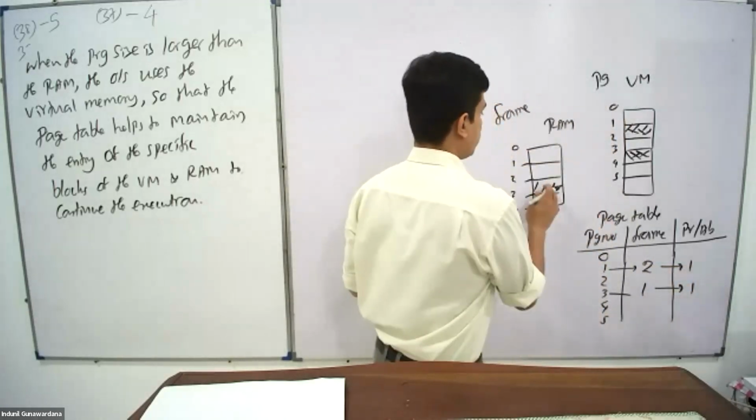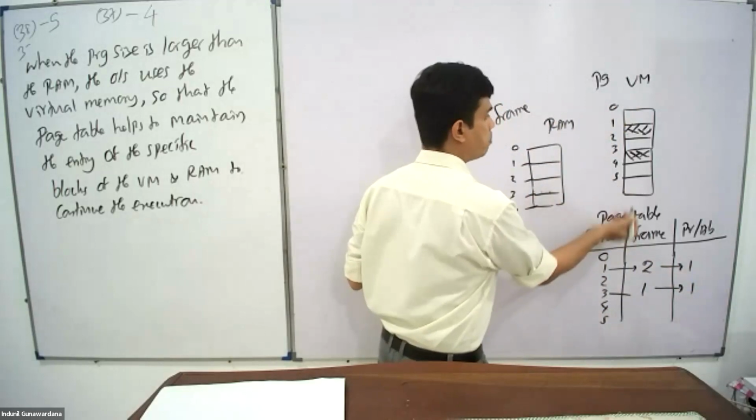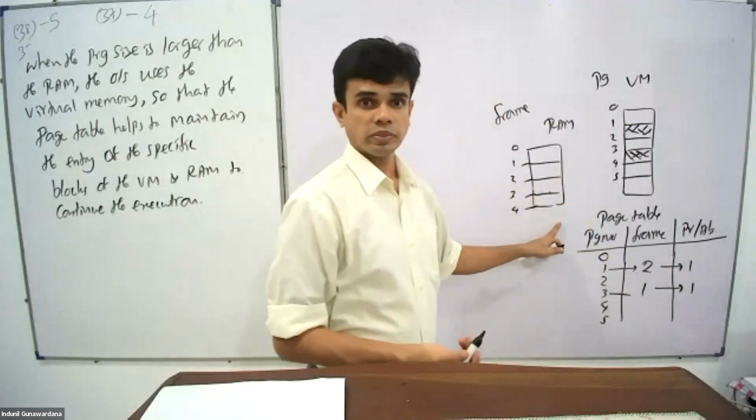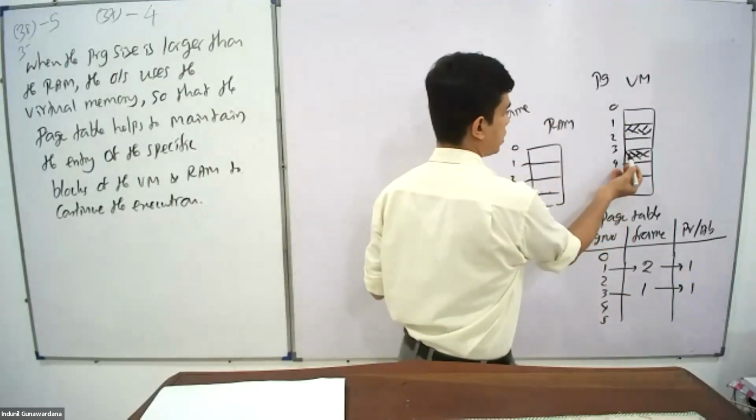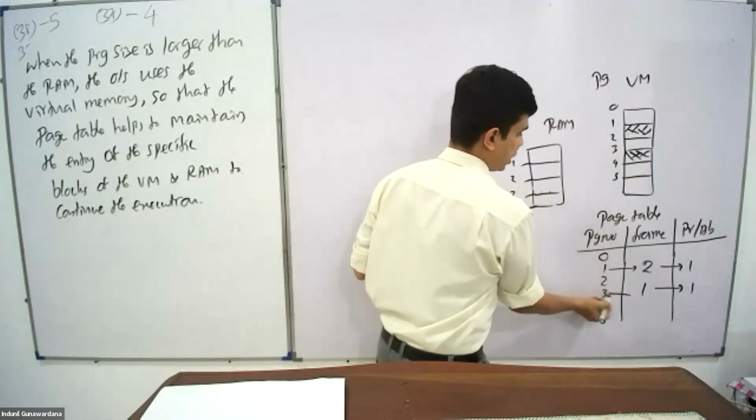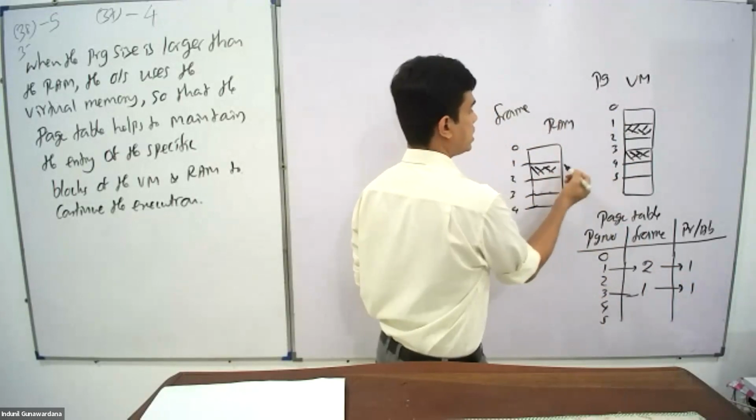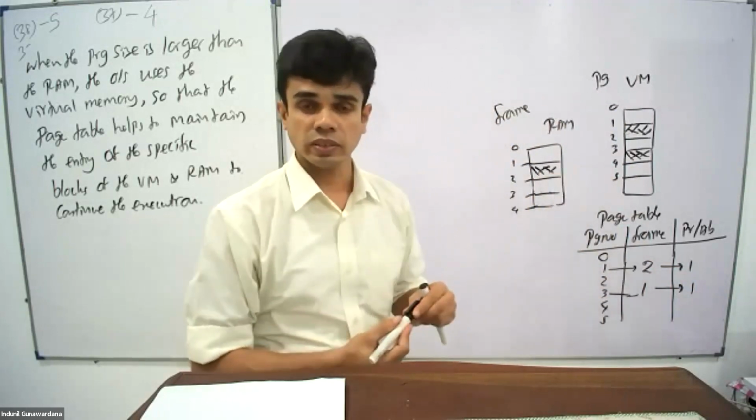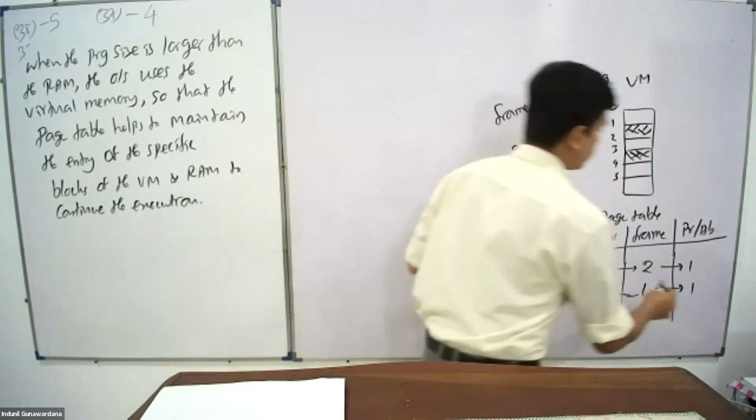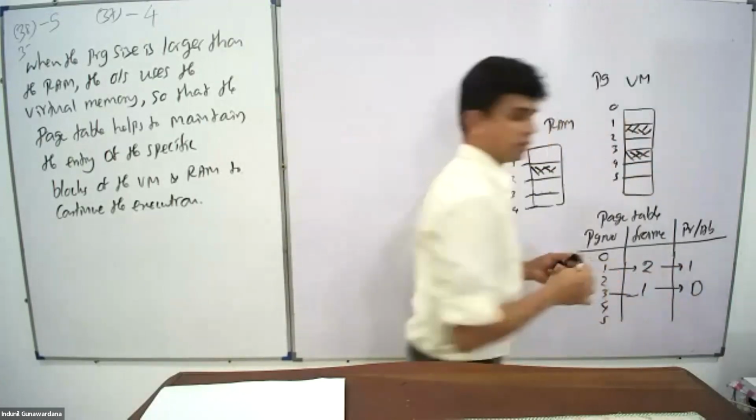Valid means we can call them back at any time. That means this page number 3 has to be called back into frame number 1. We can call this back. It's valid. It's a valid entry. They ask why this is going to be invalid.